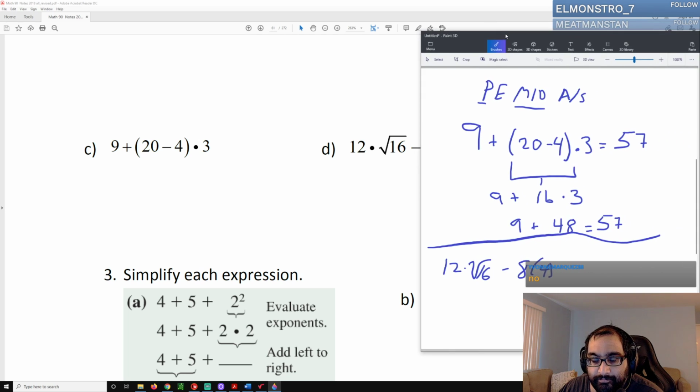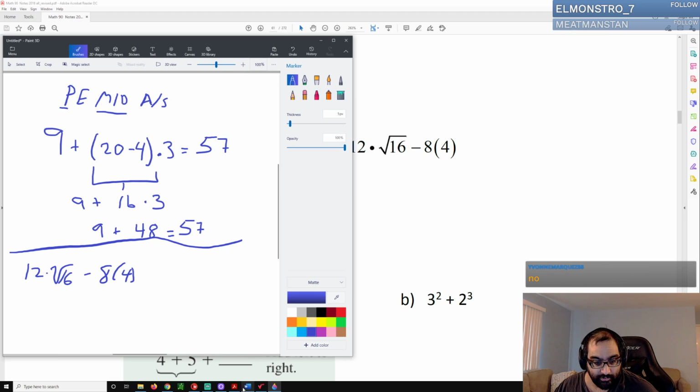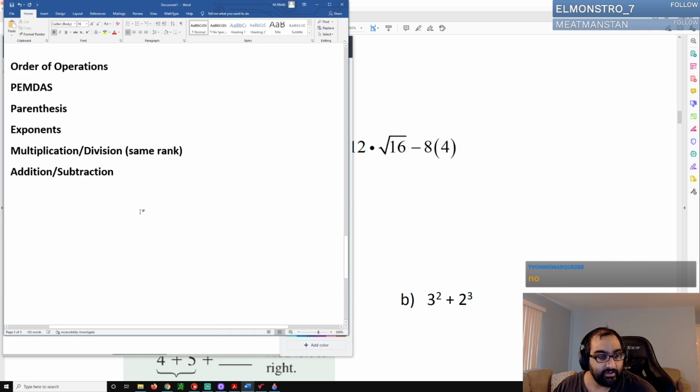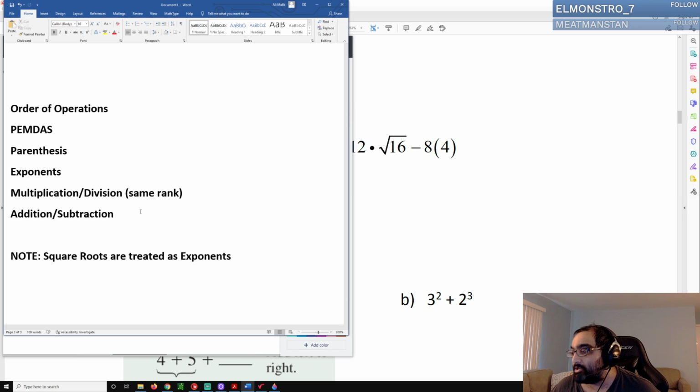Now, I do want to point one thing out here regarding the square roots. So I'll put that as a note here. Note, square roots are treated as exponents. So just to let you know, square roots will be contained within exponents. That way you'll understand where the priority level of square roots is going to be.